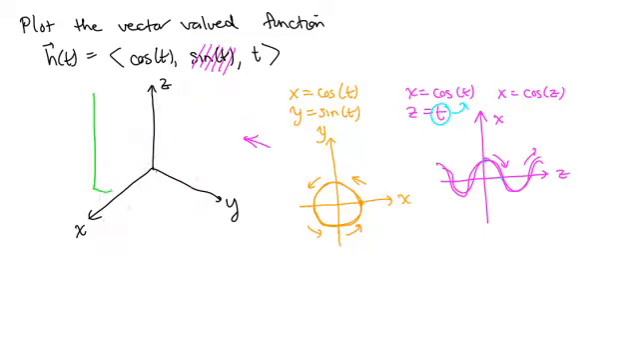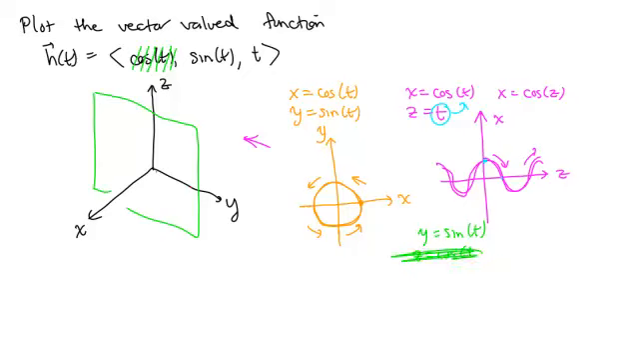What if we were instead to look at the yz plane? In the yz plane, we're going to ignore the x value and only look at the y's and the z's. So there we're going to have the equation y equals the sine of t and z equals t. Sorry, z equals t, my bad. And so if we solve this, we're going to get the curve y equals the sine of z.